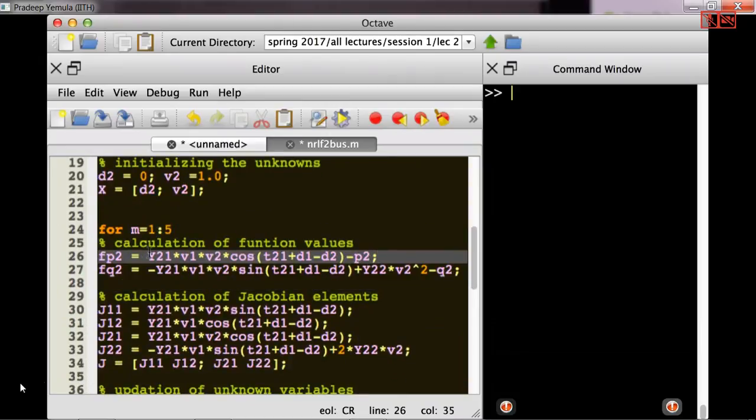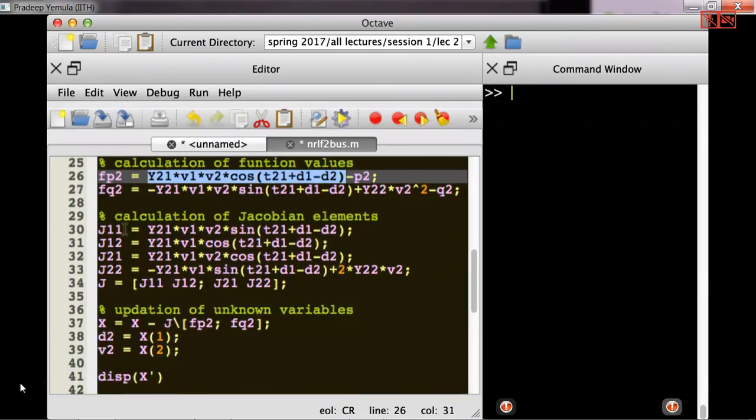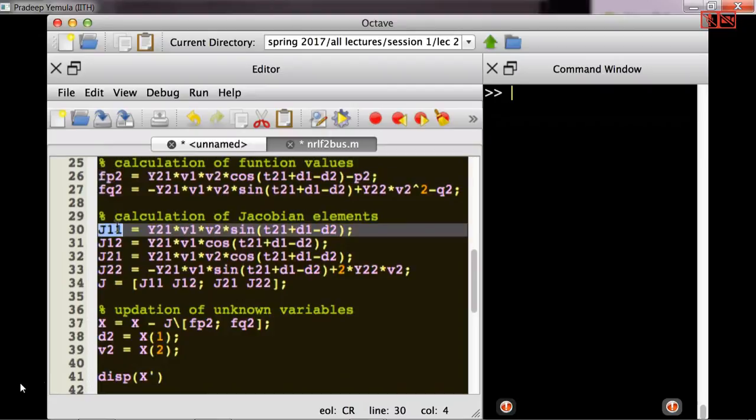So this is the calculated power and then scheduled power I am subtracting it, so therefore I get the mismatch, positive or negative. So I have this FP2 and FQ2. Then just now I have written down J11, J12, J21, J22. So if you check your notes, these values will be similar, whatever we had written. So those values are all coming here.